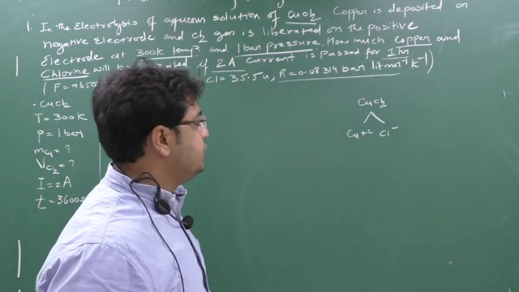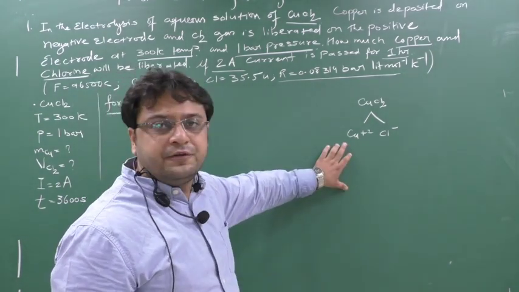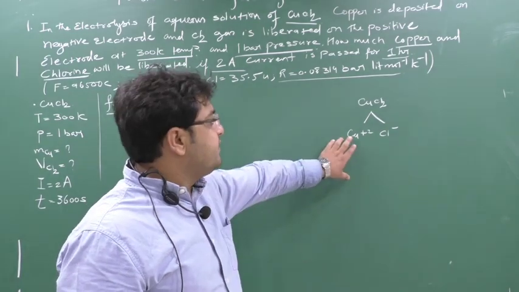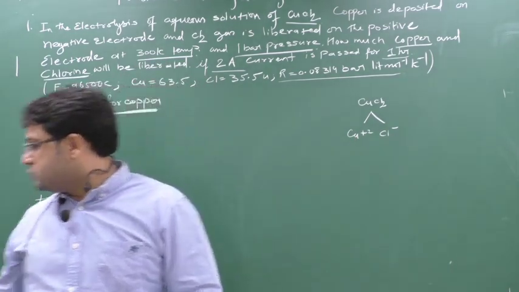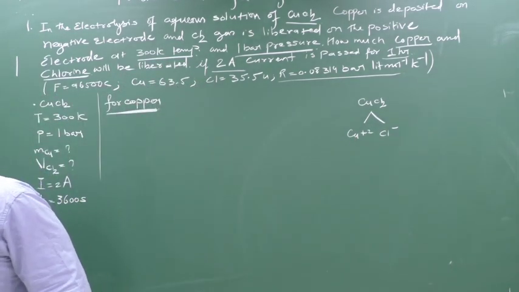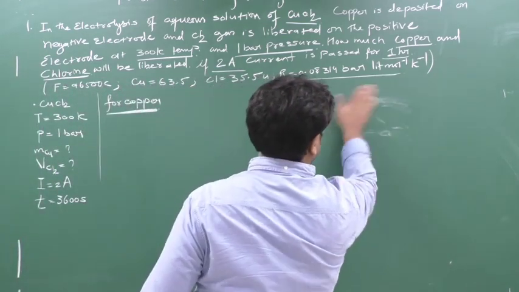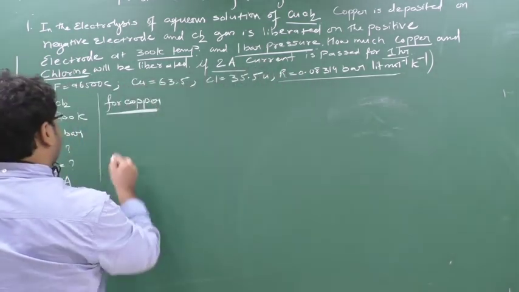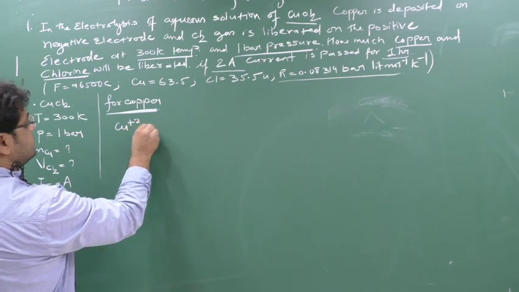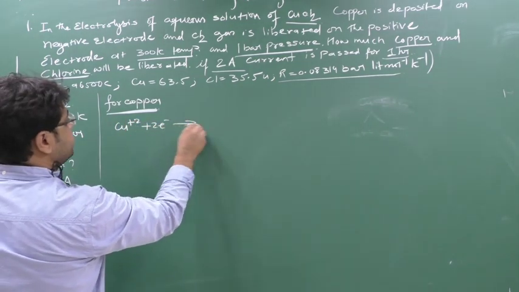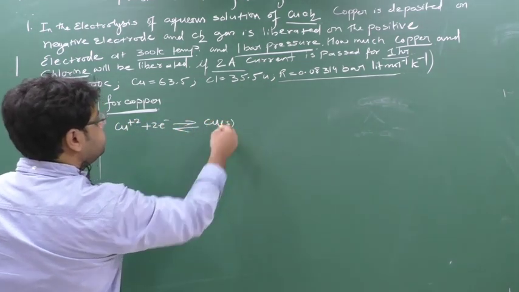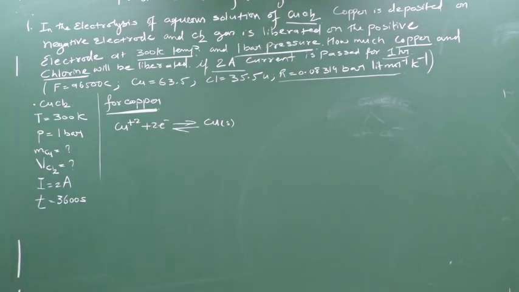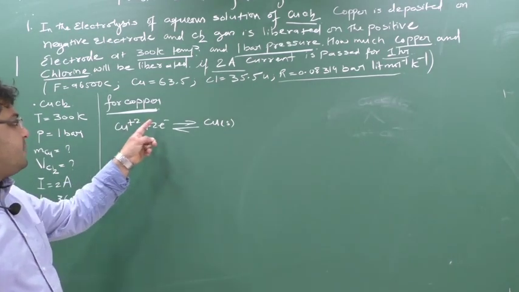So in CuCl2, Cu is in the form of Cu plus 2. Means this will undergo reduction. So Cu plus 2 will undergo reduction. What I will do, first I will write down Cu plus 2. So for copper, Cu plus 2 plus 2 electrons gives what? Cu solid. Clear? Net charge here is 0. See, plus 2 minus 2 is 0.